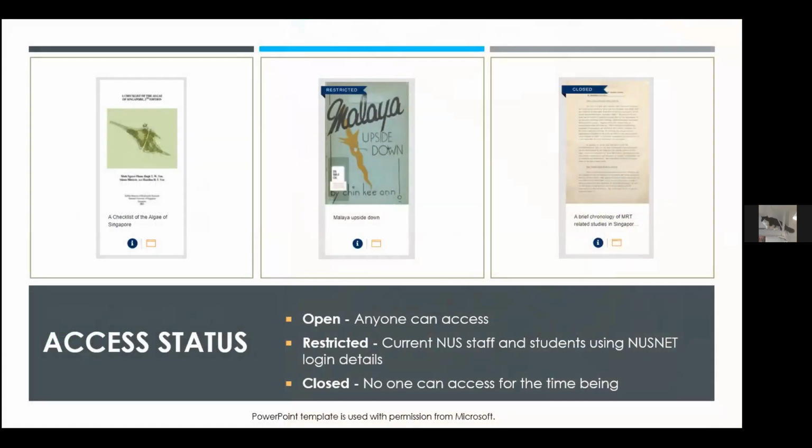Now, assuming you have found what you wanted, you'll notice in your search results that the thumbnails will be labeled either restricted, closed, or unlabeled. Unlabeled thumbnails means that they are open access materials that anyone can access. Restricted means that only current NUS staff and students can access it after they log in with their Newsnet details. And closed means that no one can access it for the time being.